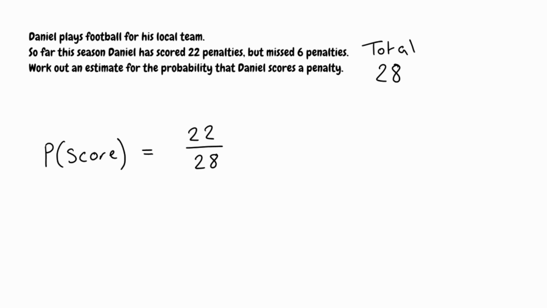So we've got 22 over 28. We can then simplify this. We want to look for the highest common factor of 22 and 28, which is 2. So that means I can divide the numerator by 2. 22 divided by 2 is going to give me 11. And then I can divide the denominator by 2. 28 divided by 2 is going to give me 14. So our estimated probability that Daniel scores a penalty would be 11 over 14.